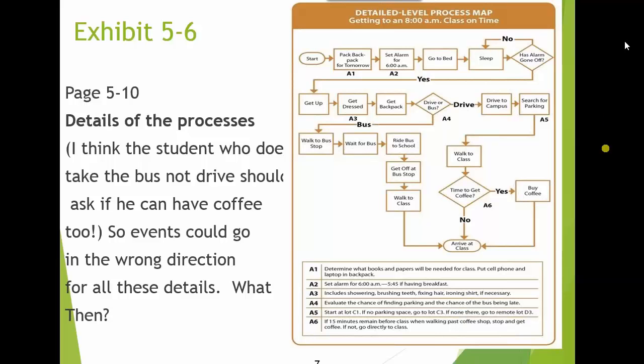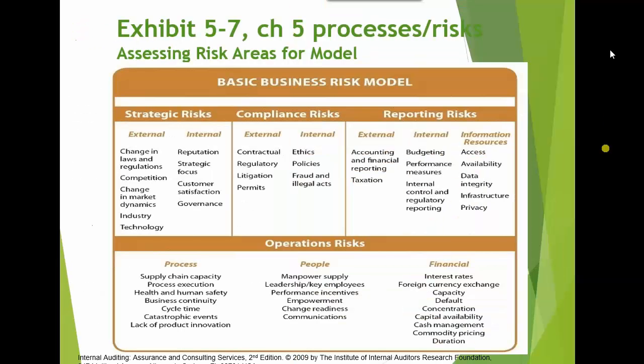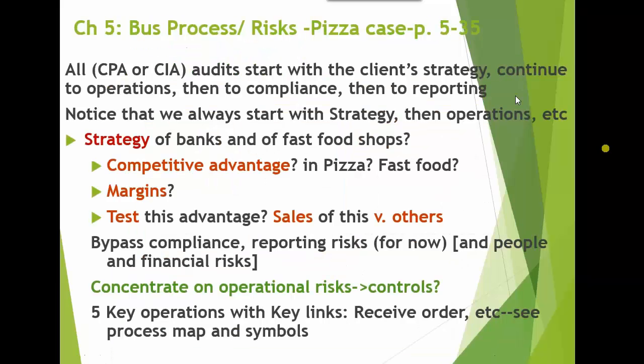I think we're getting behind the clock here, so I want to focus on a couple of things. Again, when we look at the basic risk model, we are looking at strategic risk, compliance risk, and reporting risks. When we look at operational risk, we're looking at processes, people, and financial issues. I think we basically talked about that. Whether it's internal or external audits, start with the client strategy. We continue to operations, and then to compliance, then to reporting. Notice that we always start with strategy, then operations.